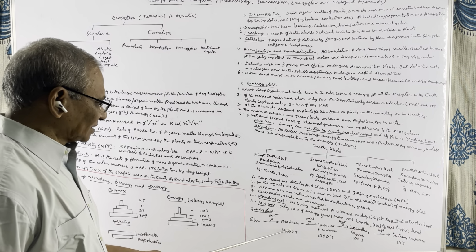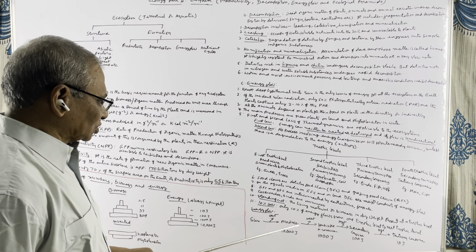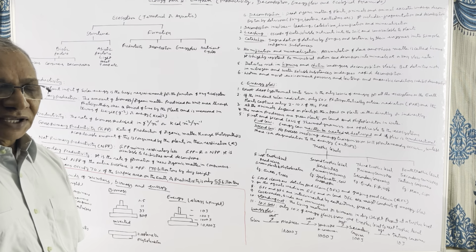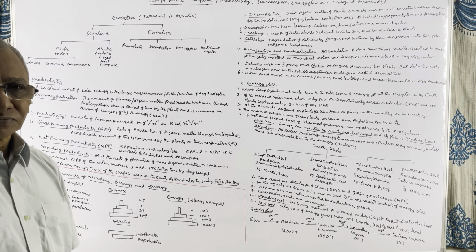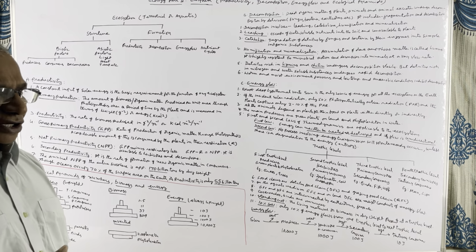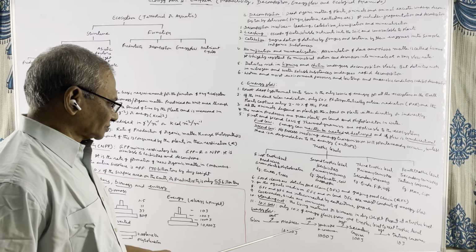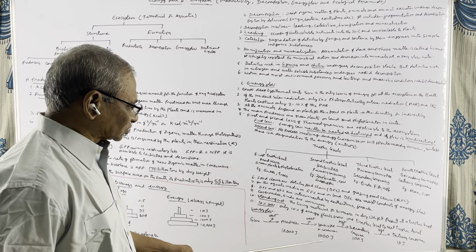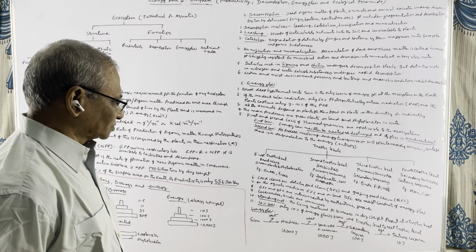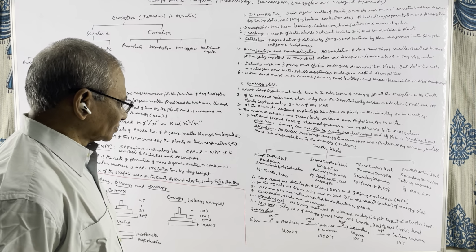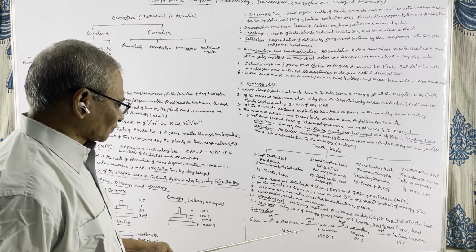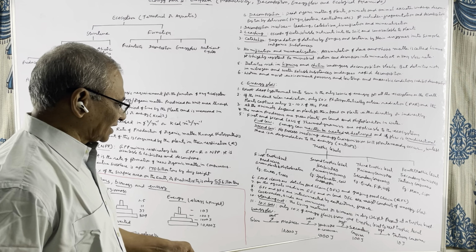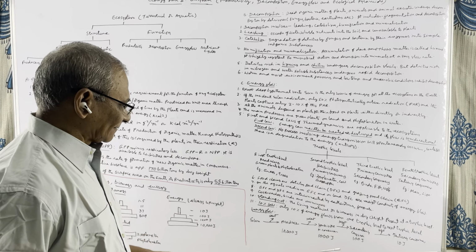Then what happens? The plants, the producers, respire. So energy is lost in respiration, and through other processes also energy is lost. And out of this 10,000 joules, only 1,000 joules of energy passes to the herbivores. That is the next trophic level, the second trophic level. So from the first trophic level, only 10% of this energy is transferred to the next trophic level.